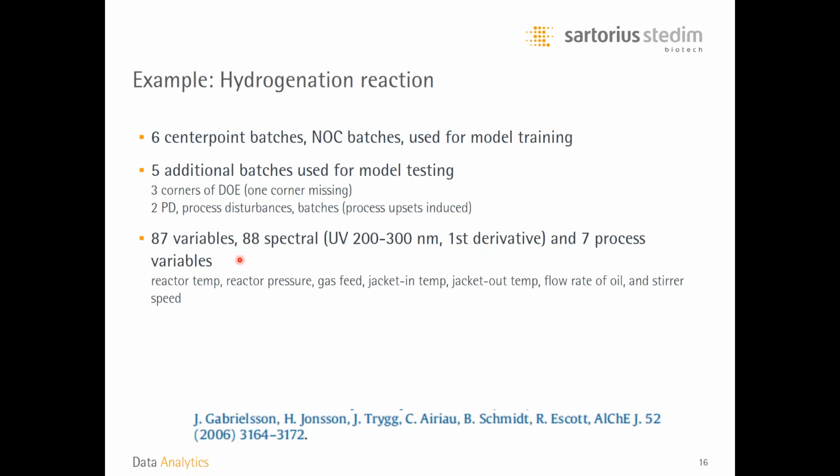In order to monitor the progression of the reaction, spectroscopic measurements were done in the 200 to 300 nanometer spectral window, and the spectra that we are using in the analysis have also been pre-processed, taking the first derivative. In addition, there are 7 process variables: the reactor temperature and pressure, gas feed, jacket in and jacket out temperatures, flow rate of oil, and stirrer speed, and this is the original literature reference.